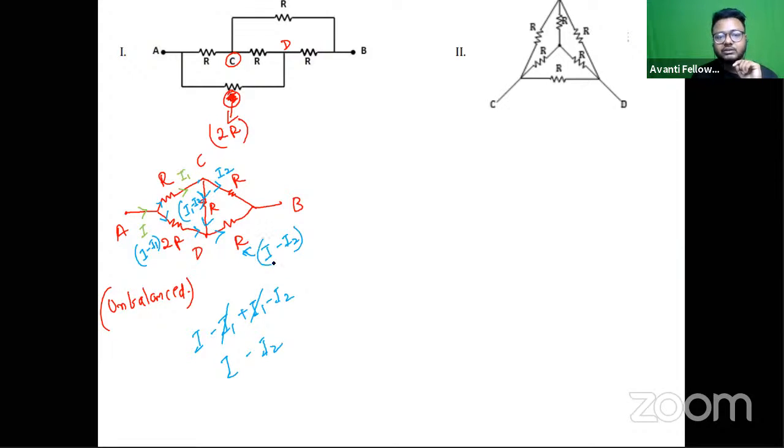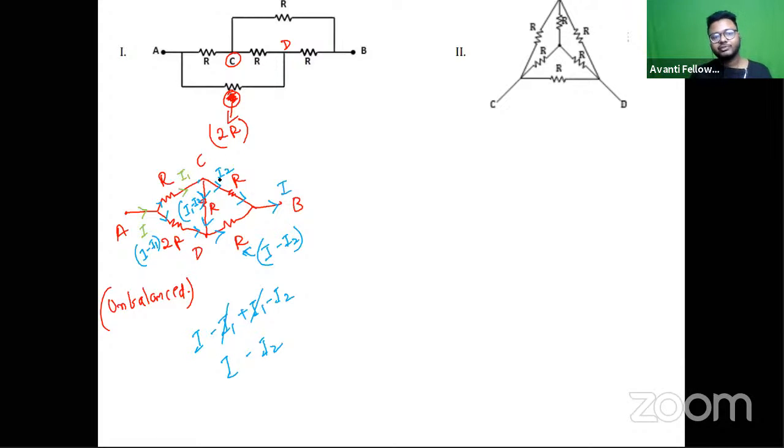This is the way you divide the current, and try to realize also. You can see that from here I2 is coming, and from here I1 minus I2 is coming, so from here I is going. If I current is coming inside, then I current is going outside. And we can confirm that whatever current division I have done is correct, and I have not gone anywhere wrong.